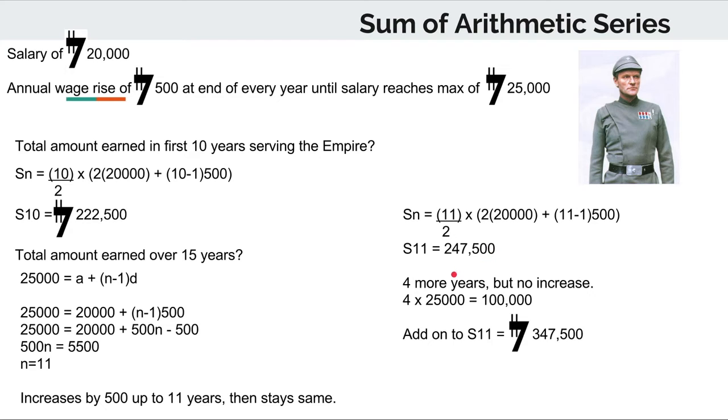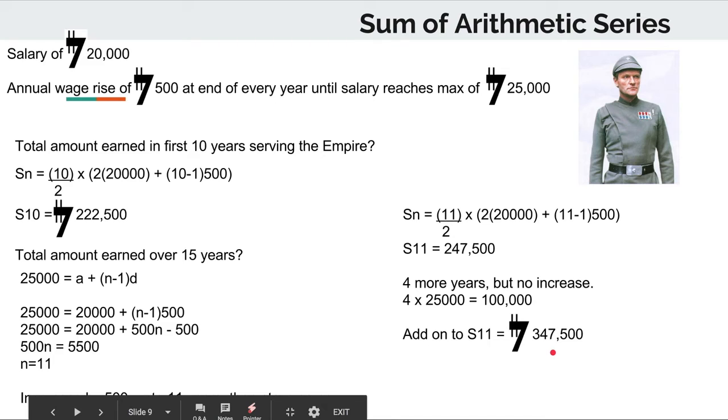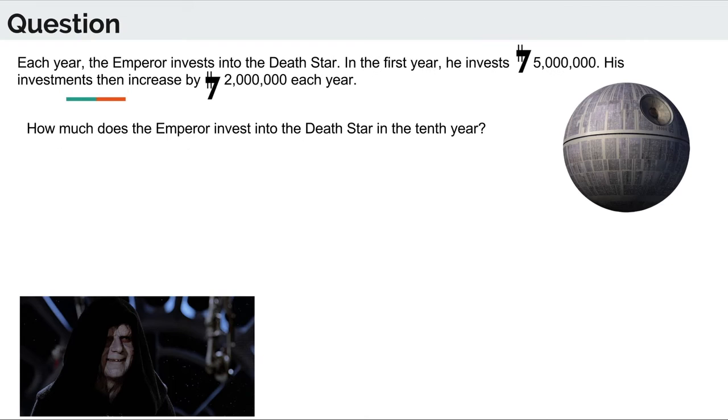So he has 4 more years to go to get to 15 years, but there is no increase in these 4 years. So what is the maximum? 25,000. That's how much he's going to get for each of those 4 years. Just times that by 4, and we just add it on to the total he earned for those 11 years. And that gives us 347,500 credits.